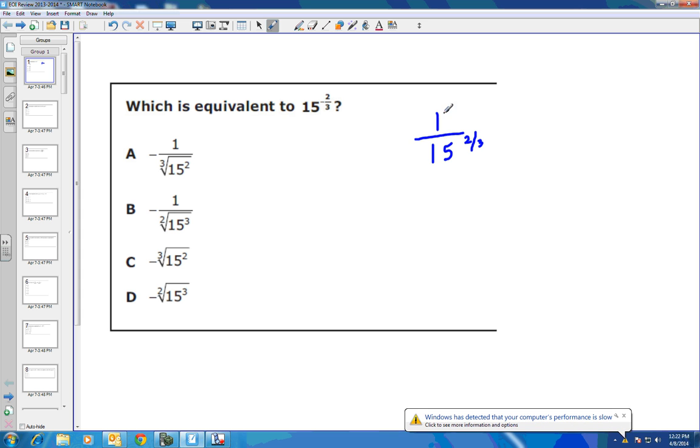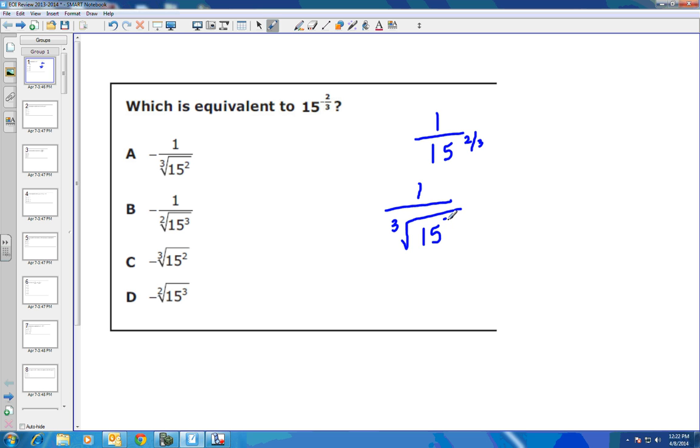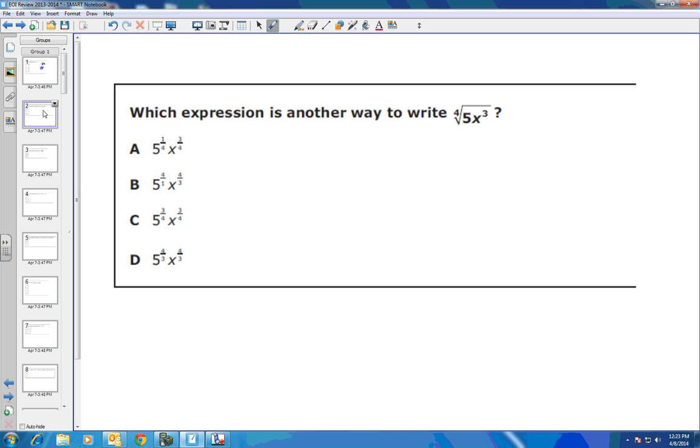But let's go ahead and I will show you how the correct answer should have been written. This would be 1 over, what is my index number here? 3. So this should be the cubed root of 15 squared. That 2 right there has to stay with my 15. That's what they should have. Okay? And so for some reason they decided to throw a negative out in front. All right, so is everyone good with that one? Okay, pretty easy.